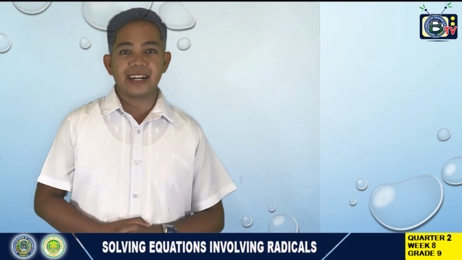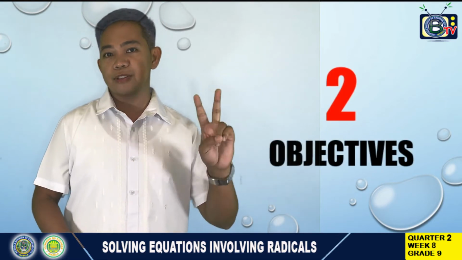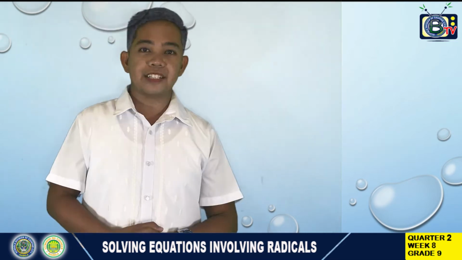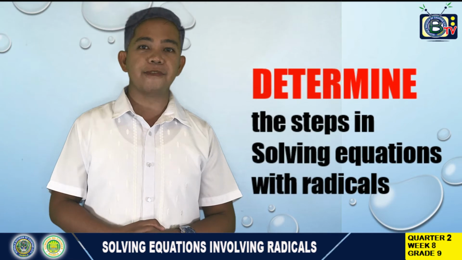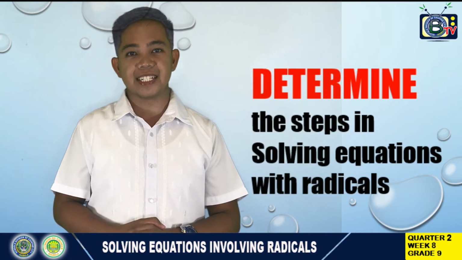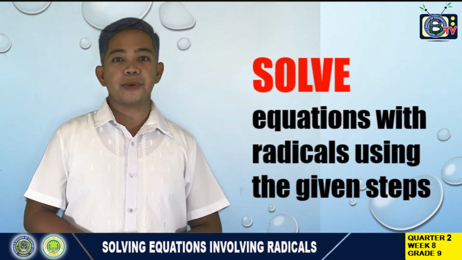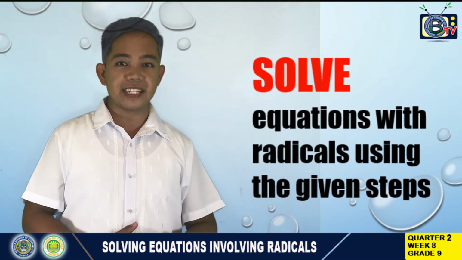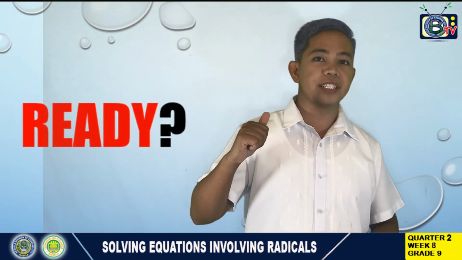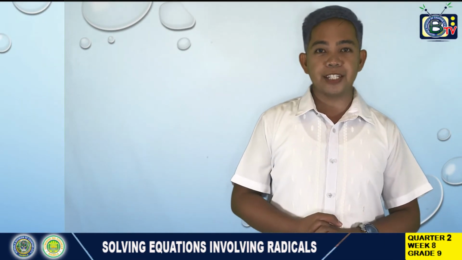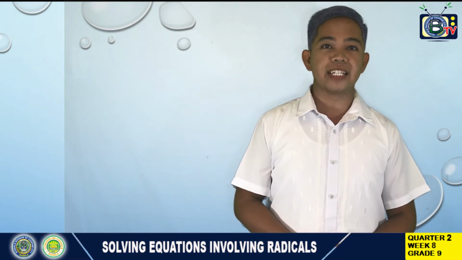At the end of this lesson, you are expected to learn these two objectives. The first objective is to determine the steps in solving equations with radicals. The second objective is to solve equations with radicals using these given steps. And now, are you ready? Let's do it! And now, you are ready to learn the steps on how to solve equations with radicals.